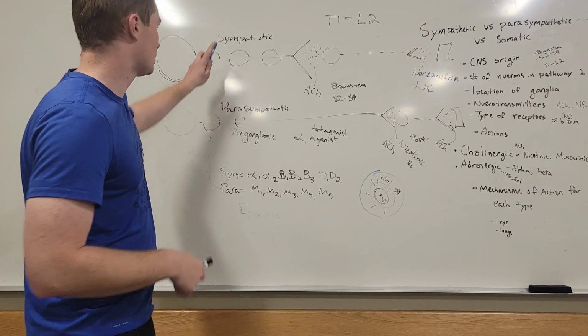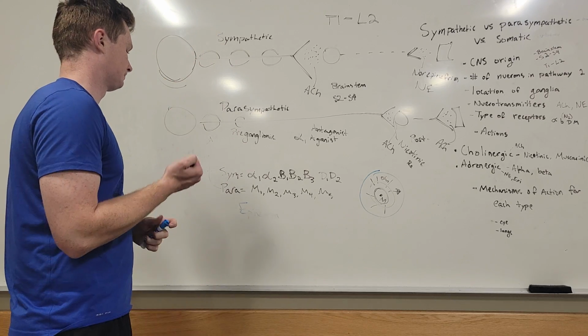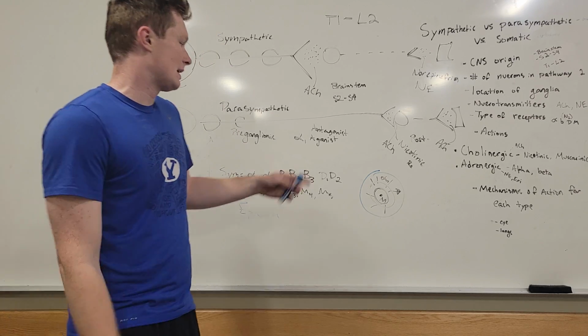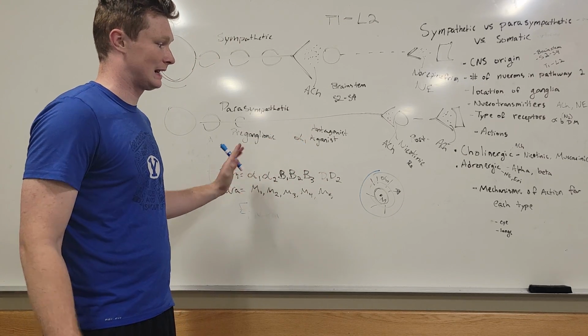This is usually called fight or flight. This is called rest and digest. So usually agonists and antagonists are used as an action type.